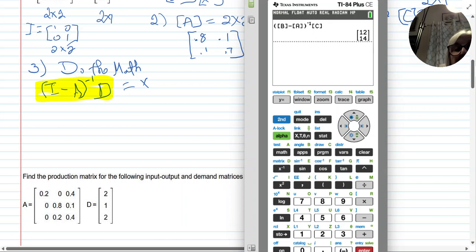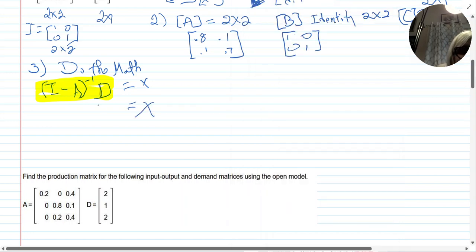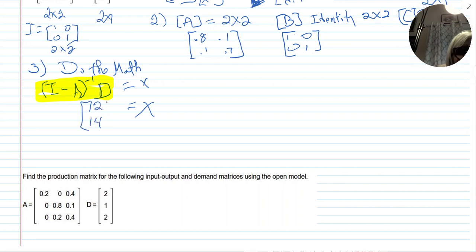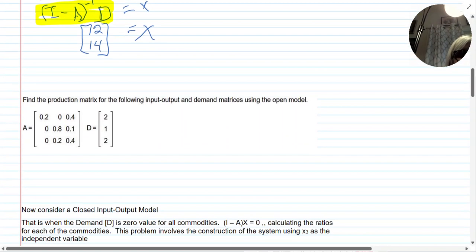let me look at this. Hold on. Okay, 12 and 14. And this is how you would place it on the homework. You would choose the matrix and tell it it's a 2 by 1 and enter the item.